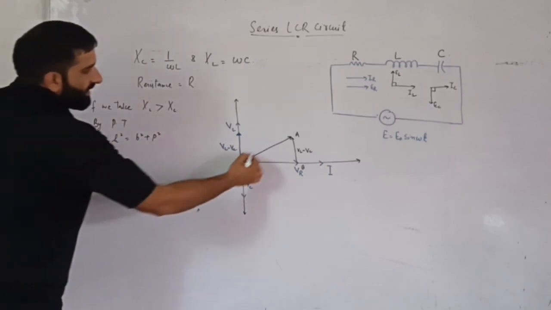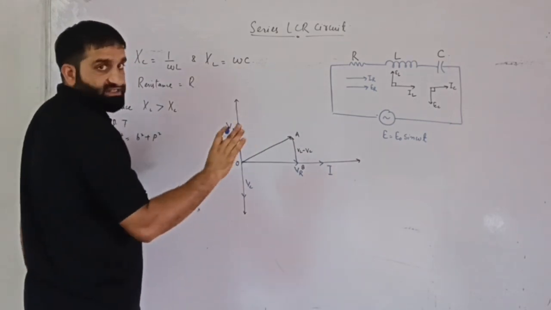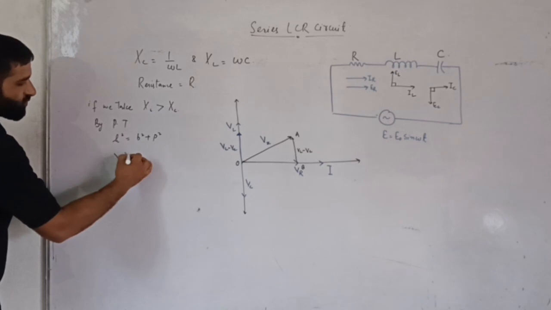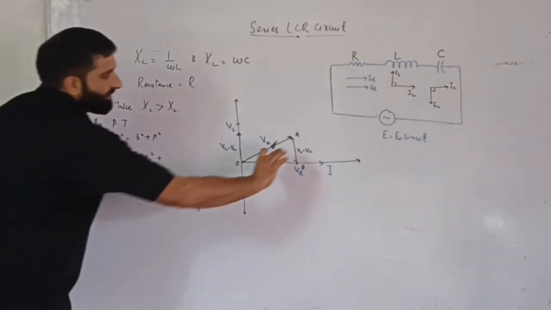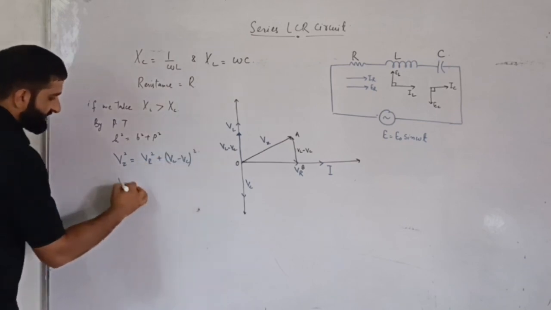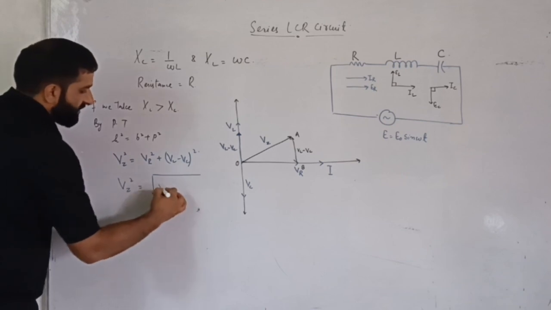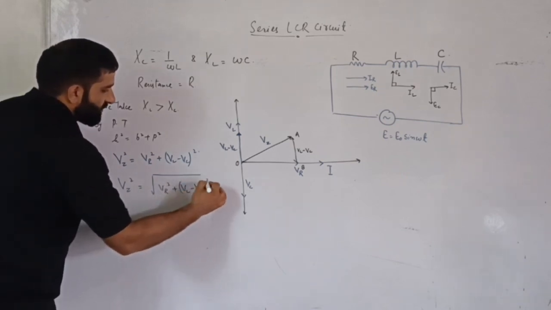Now the hypotenuse square is the resultant voltage across the resistance, inductor, and capacitor in series. Let it be equal to Vz. So Vz square is equal to base square, VR square, plus perpendicular, VL minus VC, whole square. So Vz is equal to root of VR square plus VL minus VC whole square.